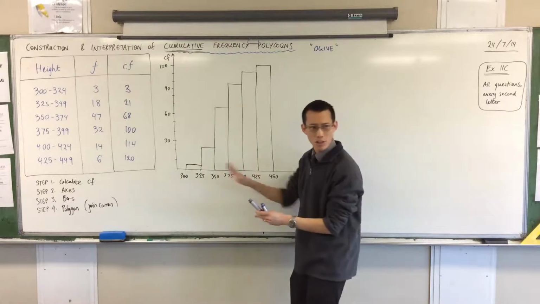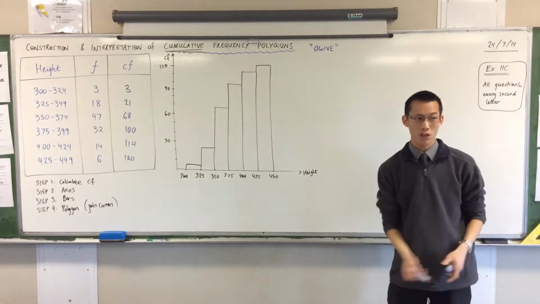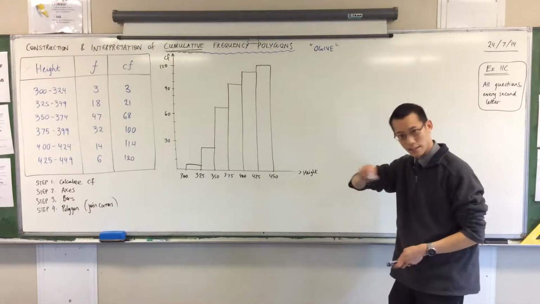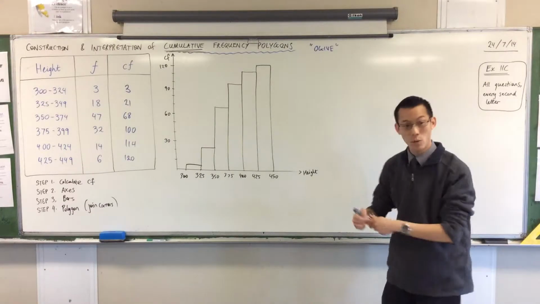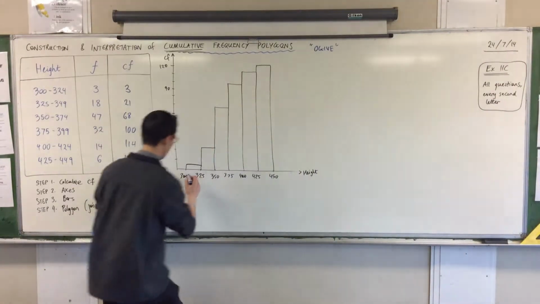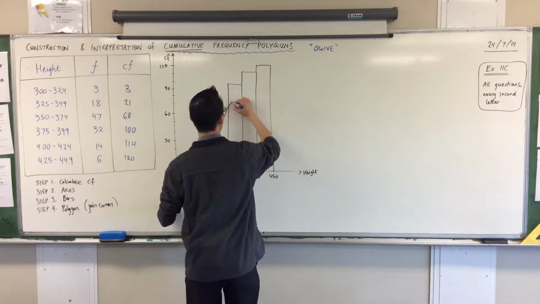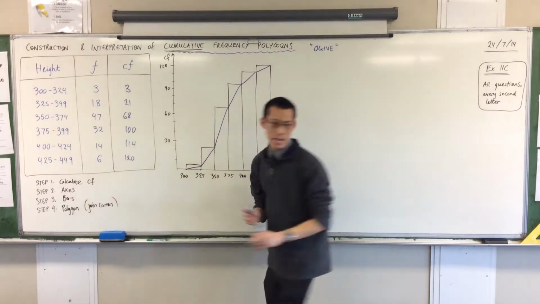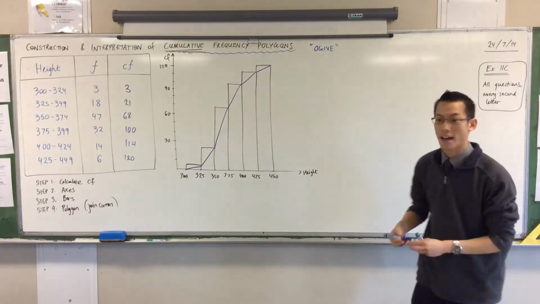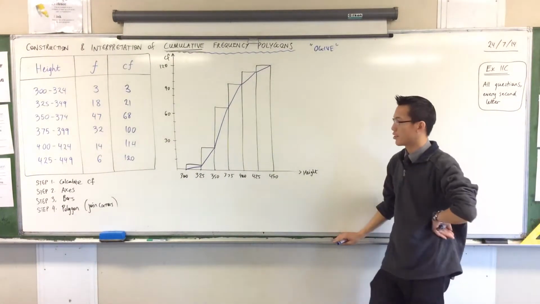If you have colored in your bars, which some of you have done, which is fine, okay, you'll need to get a different color out so that you can actually see the polygon we're going to draw. This is what it should look like, okay? There you go. There's my ogive, my cumulative frequency polygon.